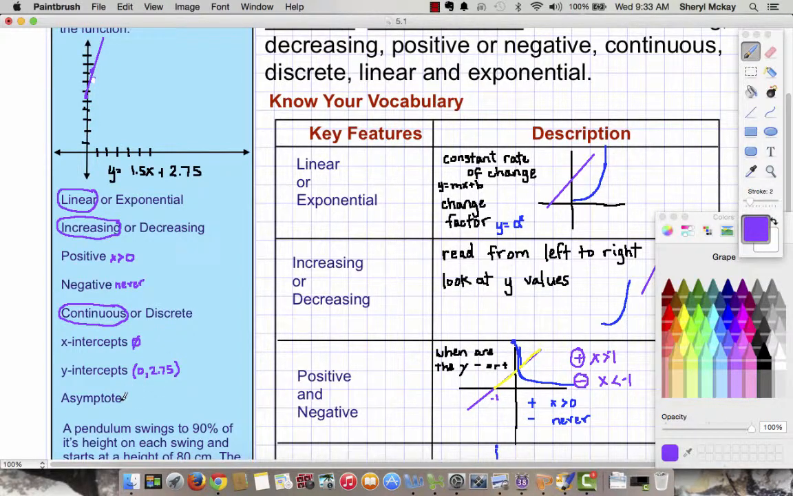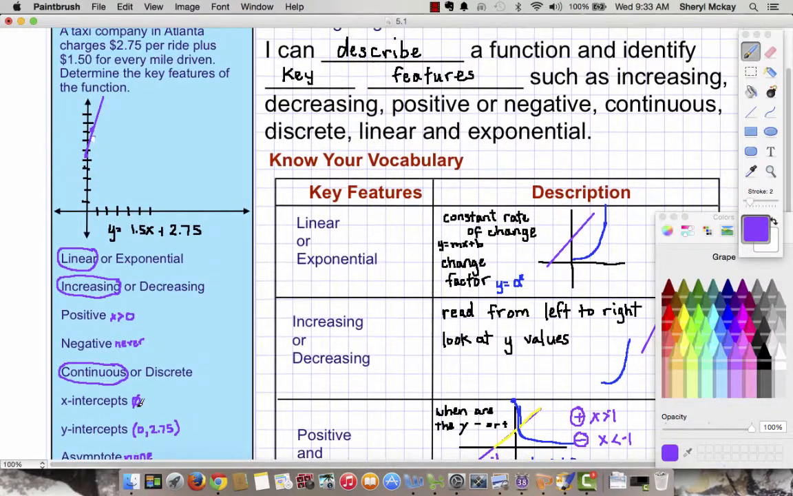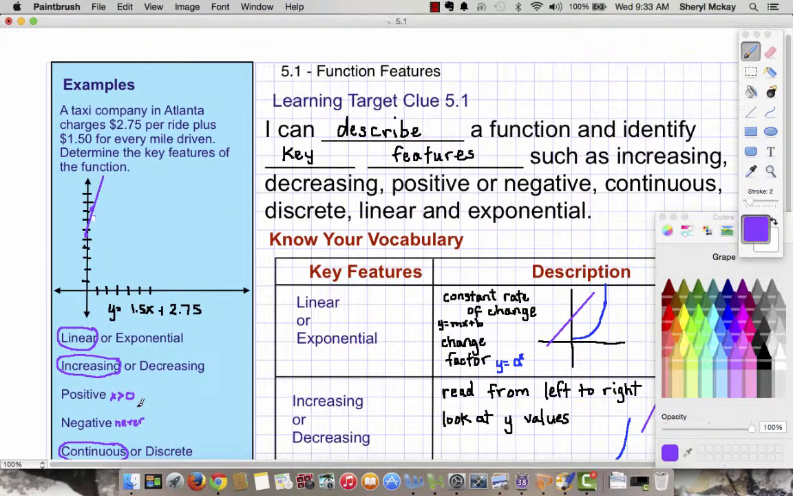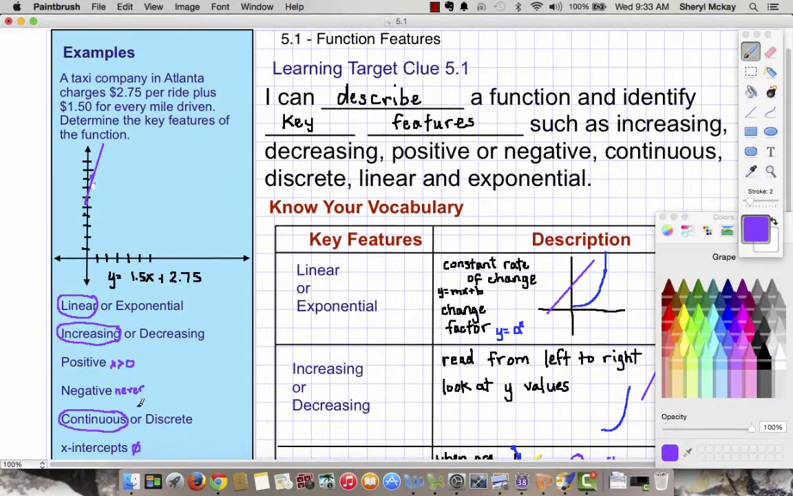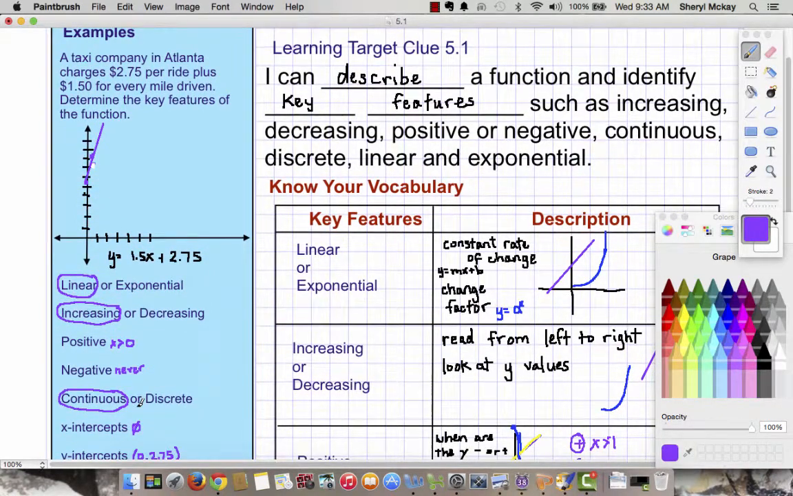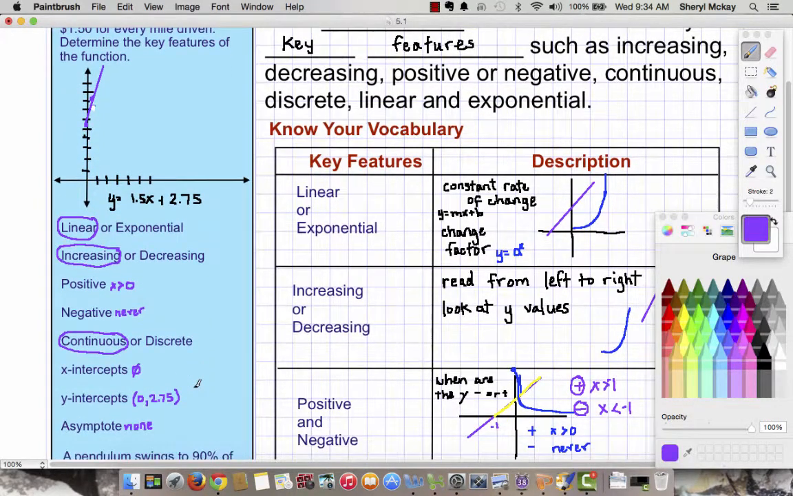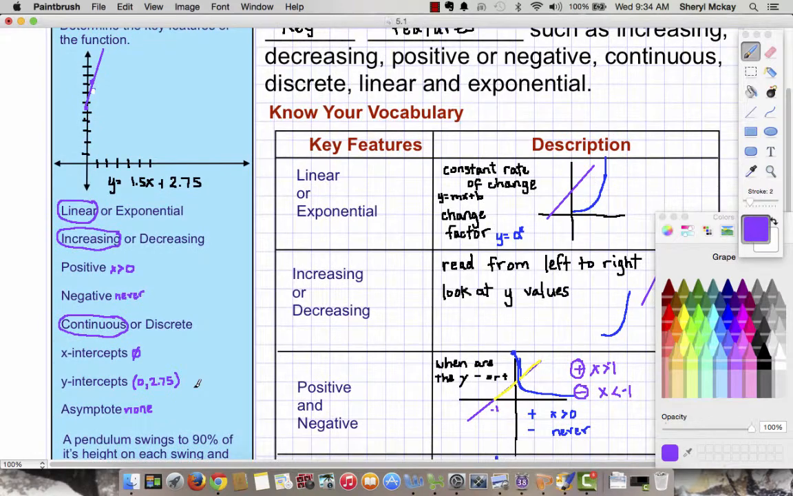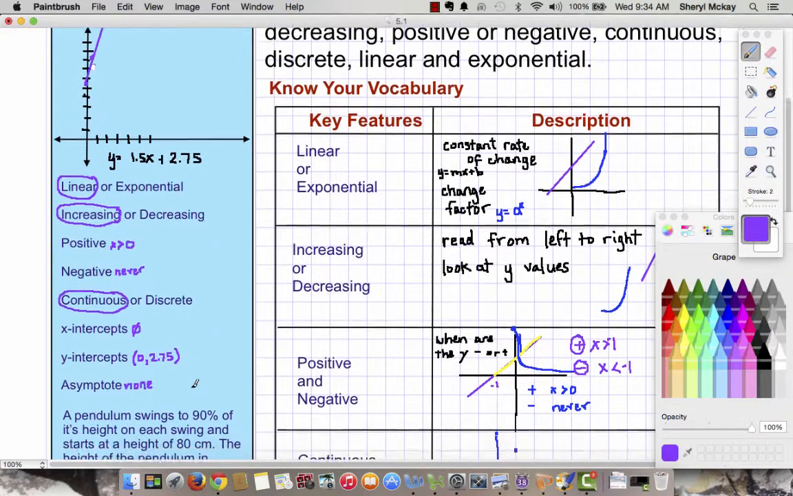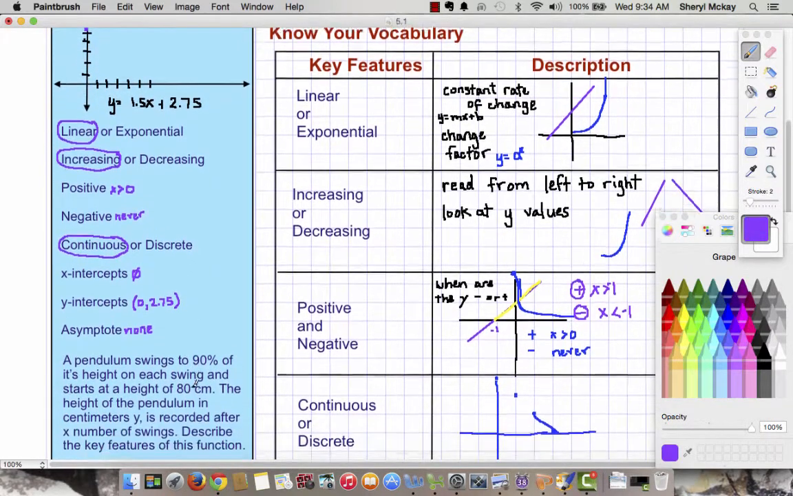Is there an asymptote? No asymptote. Asymptotes are only for exponential functions, not linear functions. All right? So we have just described this function. We've said that it's a linear function, it's increasing, it's positive when x is greater than 0, it's never negative, it's continuous, there are no x-intercepts, and the y-intercept is at (0, 2.75), and there are no asymptotes. Let's take a look at another one.